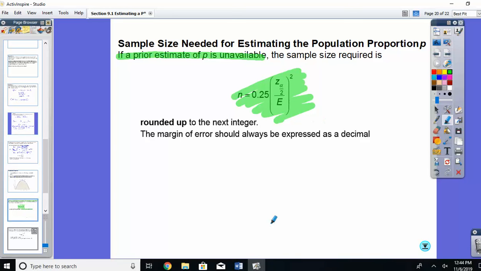You will always round up. So if I get like 130.1, I'm going to round that up to 131 because it's saying you would have to have more than 130 people. So always, always round up to the next integer, regardless of the decimal. Wait, why is it 0.25? Because if you take 50% divided by 2, because we always do like the z alpha over 2.